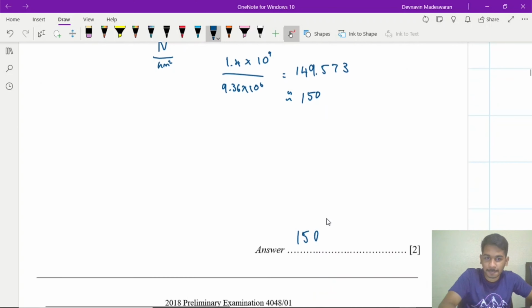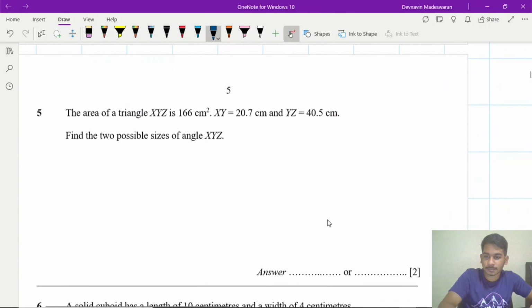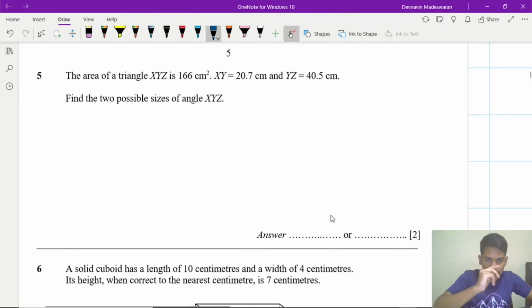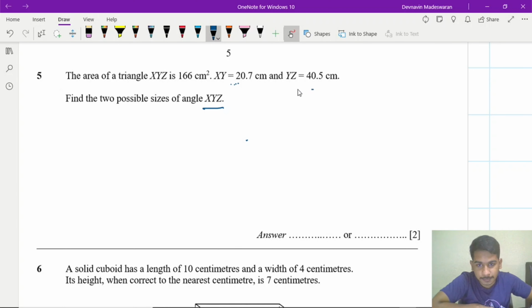Okay. And then the area of triangle XYZ is that much, and then XY is 20.7, YZ is 40.5. Okay. Find the two possible sizes of angle XYZ. So let's just draw an XYZ triangle. Okay, so this is smaller than this thing. So XY is smaller than YZ.